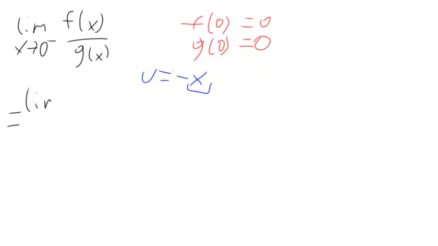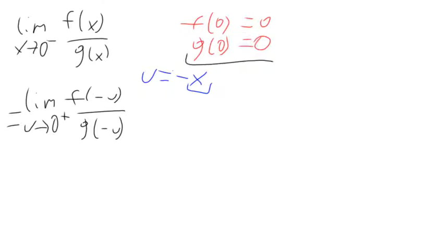Say this is the limit as u goes to 0 from the right, f of, well, what's x? Just multiply by the negative 1 on both sides. x is negative u, so I have f of negative u over g of negative u. And as u is approaching 0 to the right, notice that negative u is also going to be approaching 0. And we know that f of 0 equals 0, and we know that g of 0 equals 0. So we can do what we just proved, because we have u going to 0 from the right.